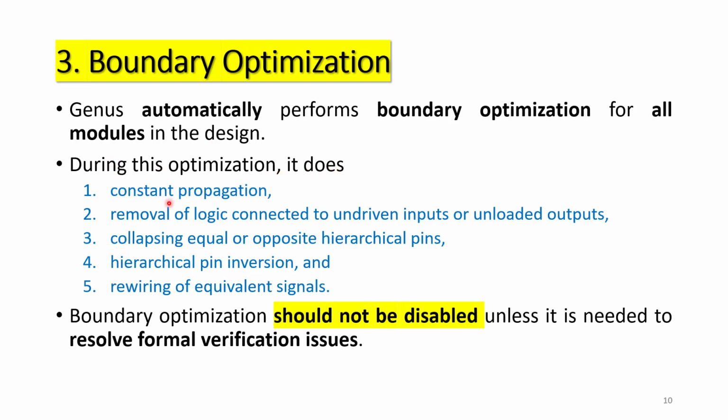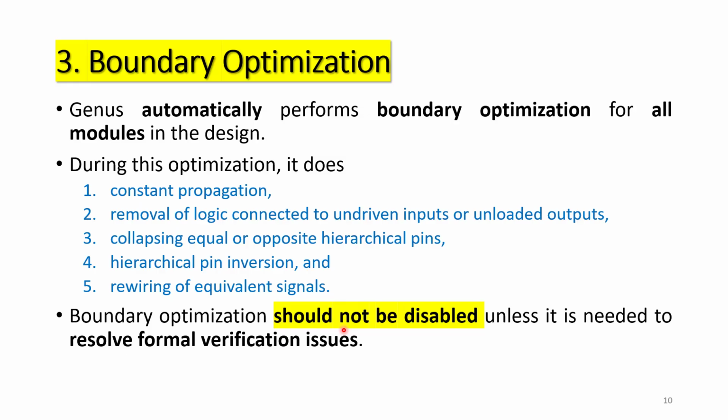During this optimization, it does constant propagation, and removal of logic connected to undriven inputs or unloaded outputs. That means if any input is floating or if an output has no load. Next, collapsing equal or opposite hierarchical pins, hierarchical pin inversion, or rewiring of equivalent signals. The boundary optimization should not be disabled unless it is needed to resolve formal verification issues. So remember this point.